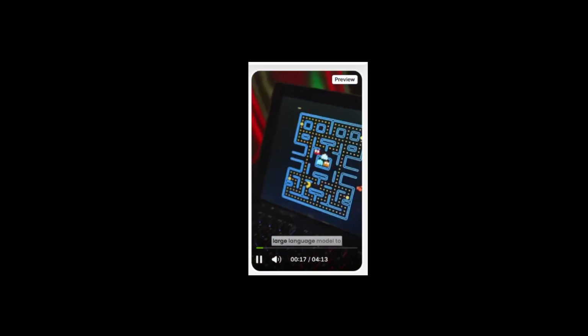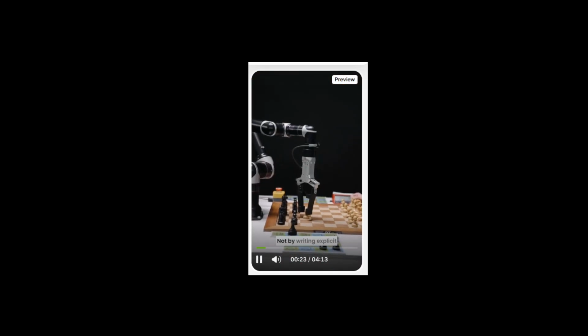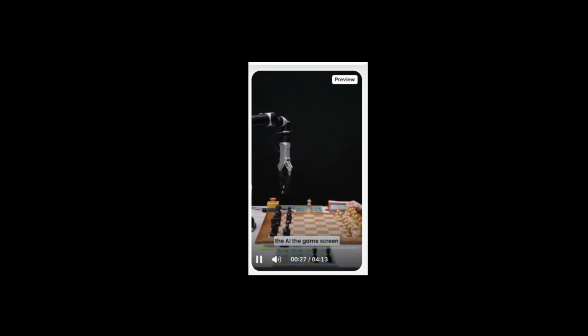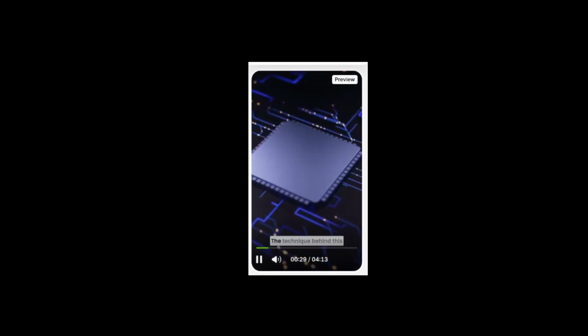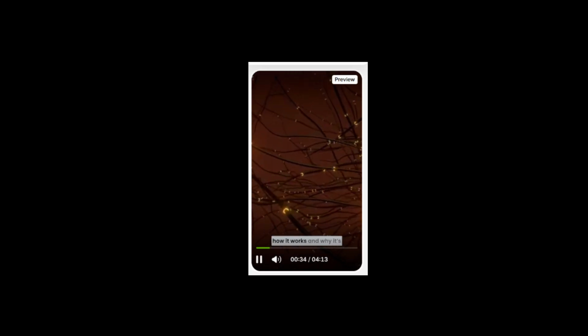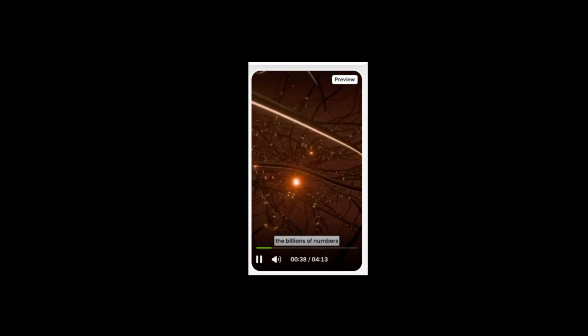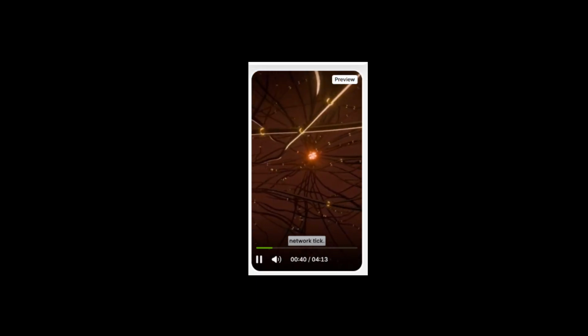I'm training a large language model to play Snake, Mario, and soon even complex 3D games. Not by writing explicit rules, but by showing the AI the game screen and letting it learn. The technique behind this is called fine-tuning, but to really understand how it works and why it's so powerful, we need to look under the hood at the billions of numbers that make a neural network tick.